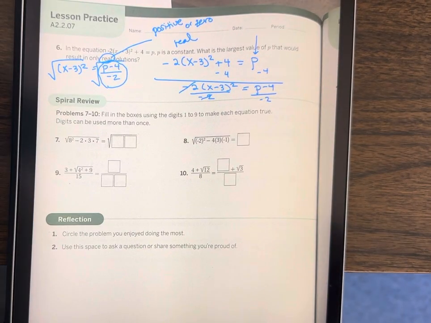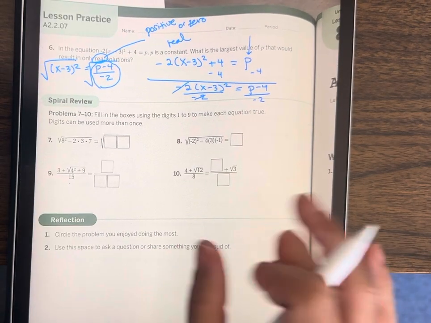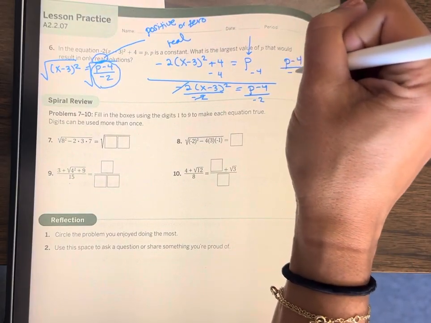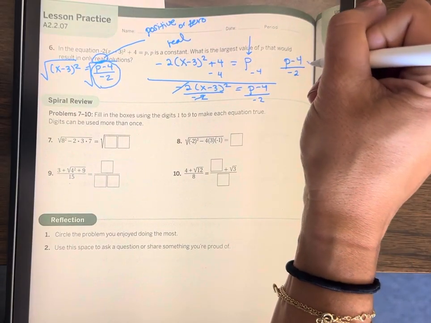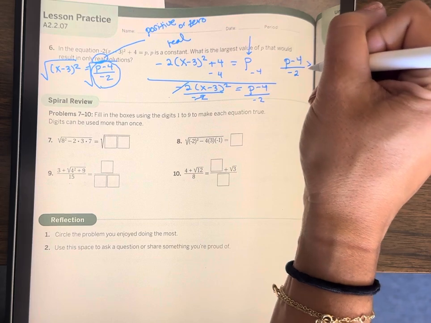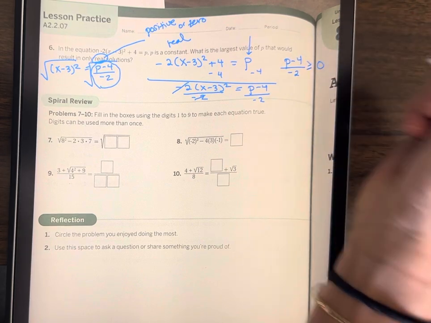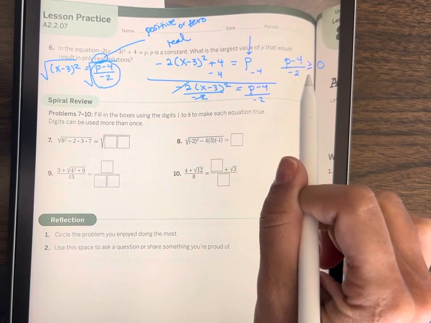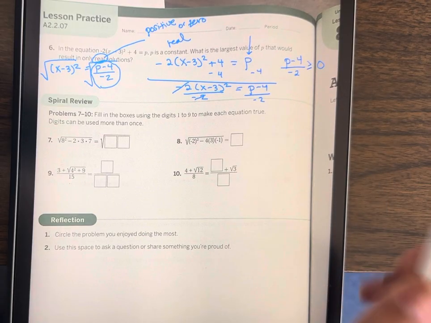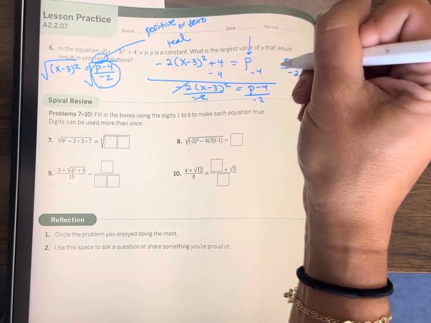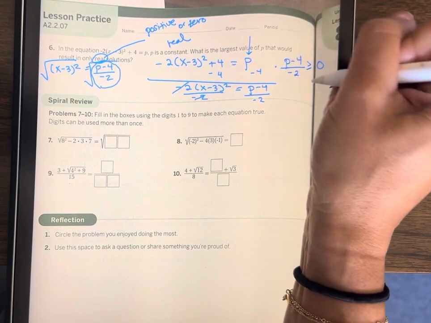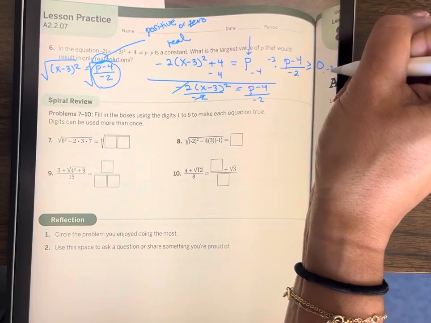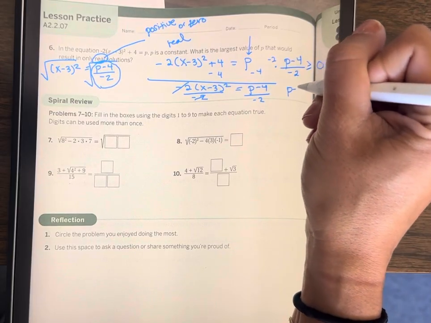So let's think about that. What I want is for p minus 4 divided by negative 2 to be either greater than or equal to 0. That's what positive or 0 means, that you have to be greater than 0 or equal to 0. And so now I gotta solve this. So what I do is I multiply both sides by negative 2 to solve for p. And I get p minus 4.